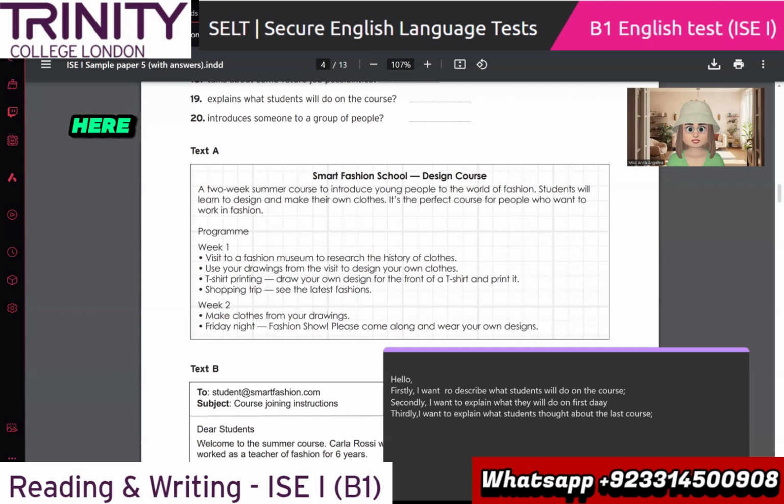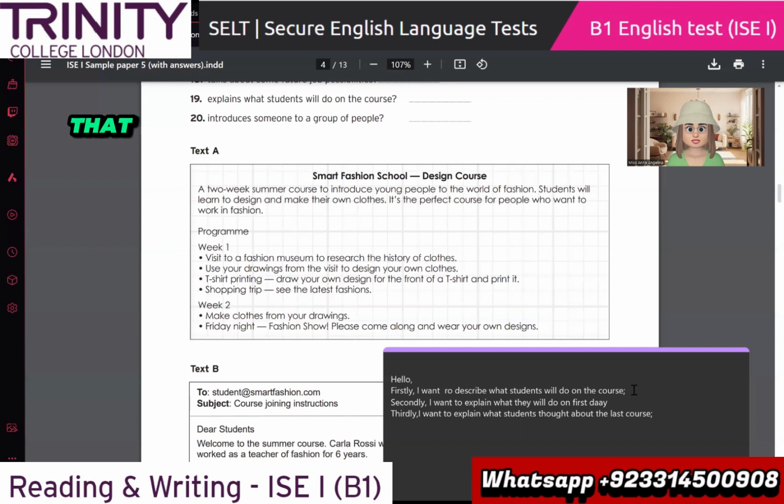So what points should I write here? Like what students can do on the course? I think all points, week 1 and week 2. Okay, but could you be specific? What are the things that could be done? Could you tell me again what the students will do on the course? Tell me about the things that they will do. It's a 2 week summer course to introduce activities, sir? What activities? First week, visit to a fashion museum to research the history of clothes.